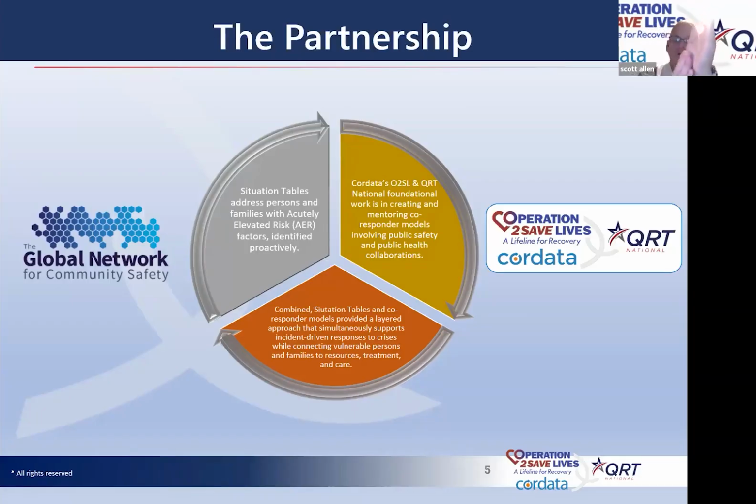You still have to call a crisis line or call 911 or get arrested or go to jail. The situation table, we want to be upstream. How can our shared information work to address the needs of individuals and families, and particularly here, juveniles and youth? How do we help those individuals before something bad happens?